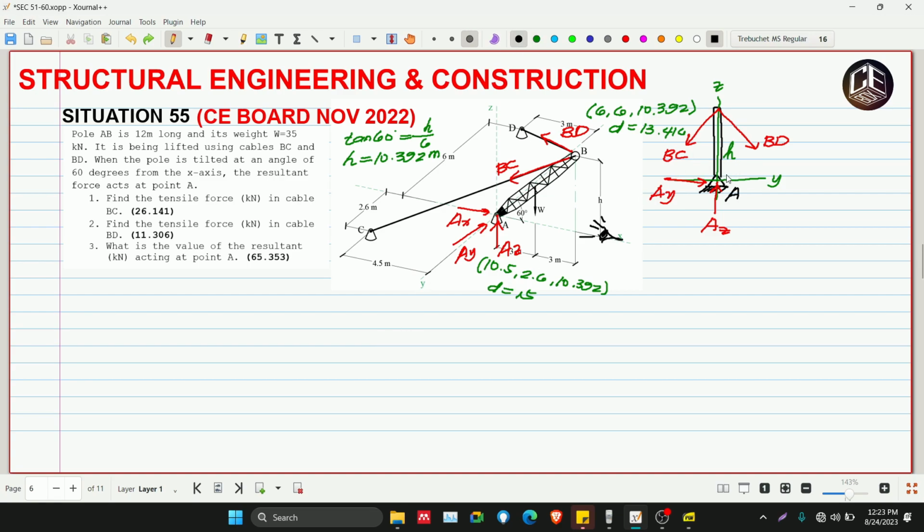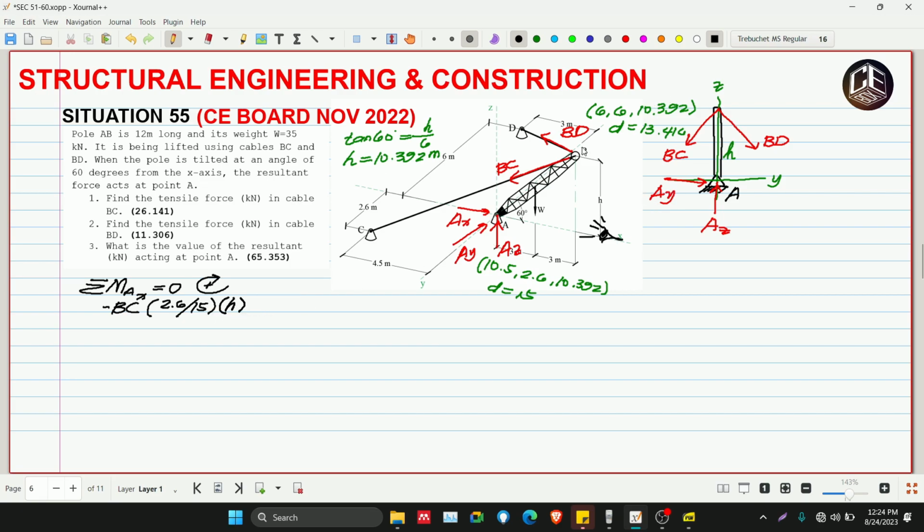Okay. So, ito yung about x-axis. Summation of moment at A about x-axis is equivalent to 0. I hope kahit wala na to, medyo sanay na kayo dito, no? Anyway, ang BC ikot niya, counterclockwise. So, that is negative BC. And then, ang ikot niyan is yung Y component niya. Ang Y component niya is 2.6 over 15. Then, ang moment arm niya is H.